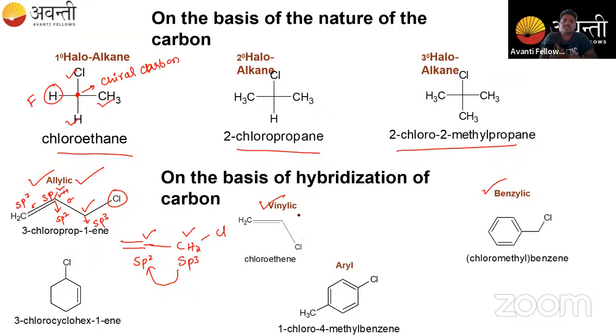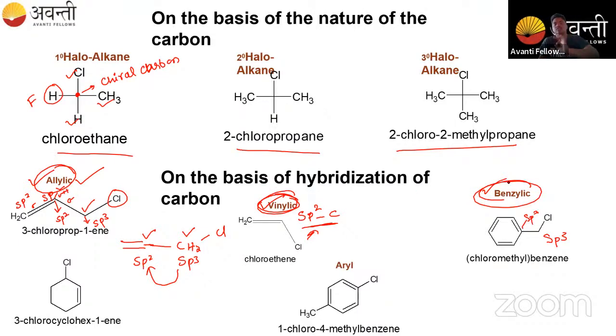And if the chlorine is directly attached to the sp2 carbon, we call it a vinylic group. And the same here: an sp3 carbon, but this carbon is attached to an sp2 carbon that is part of a benzene ring. So that's why we call it a benzylic group. Very, very important: allylic, vinylic, and benzylic groups. You need to remember these three groups.